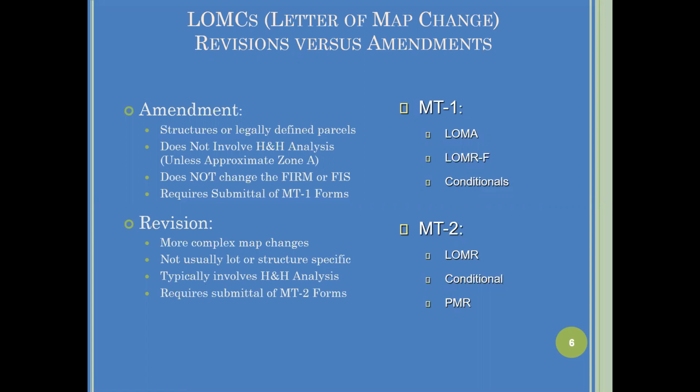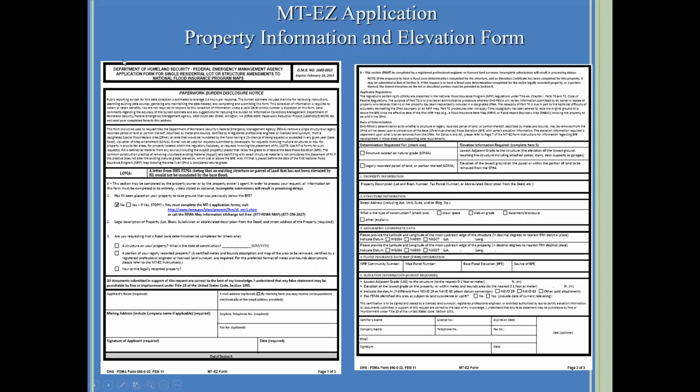There's one form here that's not mentioned, and that's an MTEZ, and that's for a letter of map amendment, a LOMA, for a single lot. Similarly, the MTEZ form can be used for letters of map revision based on fill for a single lot. Here's an example of the MTEZ application. That's probably way too difficult to read, so I won't go into the details there.